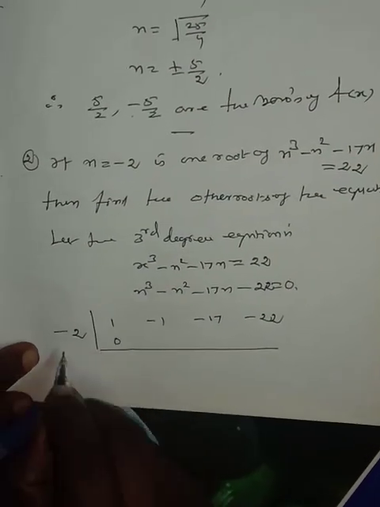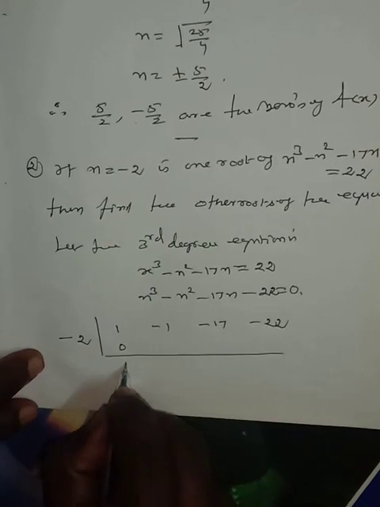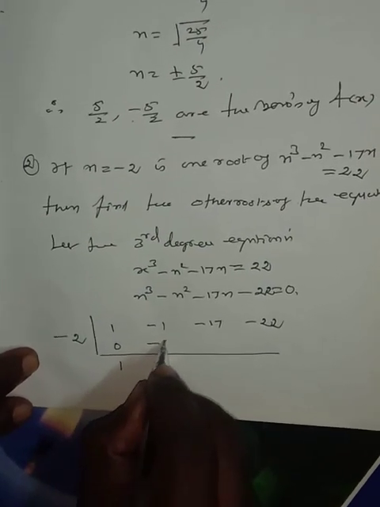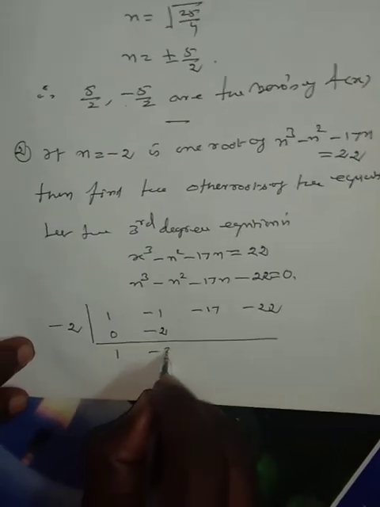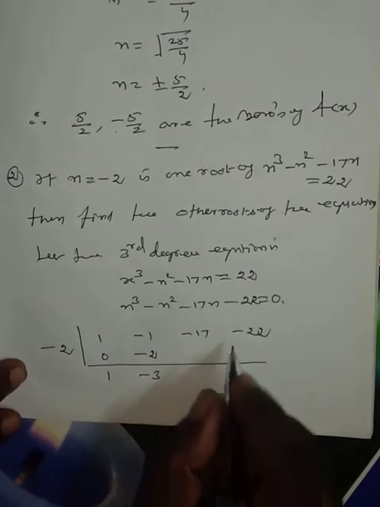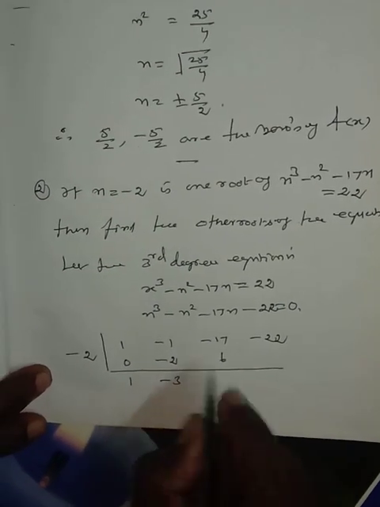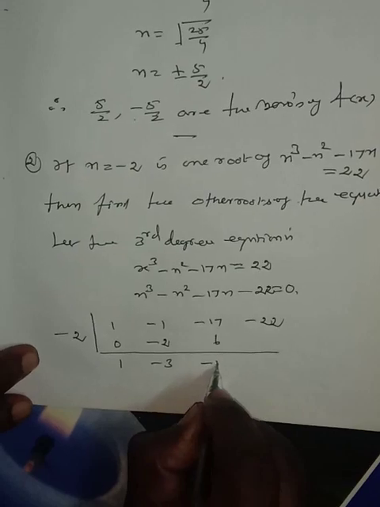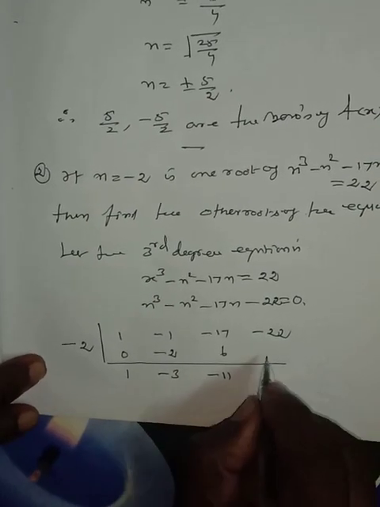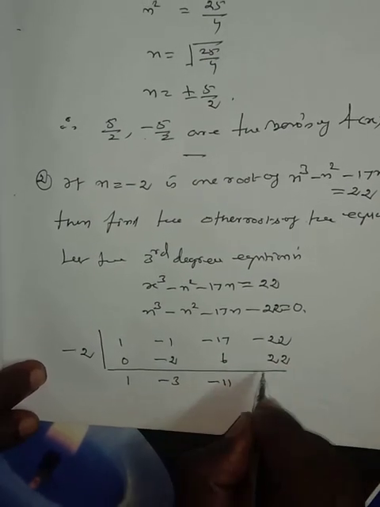First 0, adding these two, 1. 1 into minus 2 is minus 2. Adding these two, minus 3. Minus 2 into minus 3 is positive 6. Then adding these two, minus 11. The product of these two is 22. Adding these two, 0.